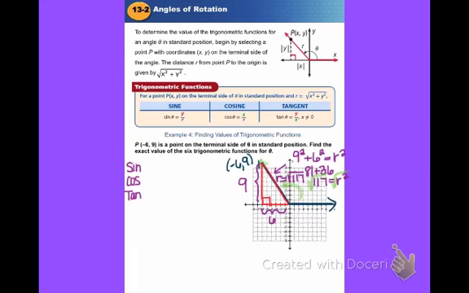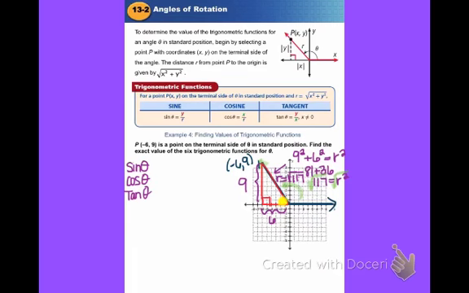And when we talk about the sine of the angle theta, this is the angle we're talking about. We're talking about the angle that is formed with the x-axis. So we're talking about that angle right here. That's the reference angle. That's the angle that is formed with the x-axis.